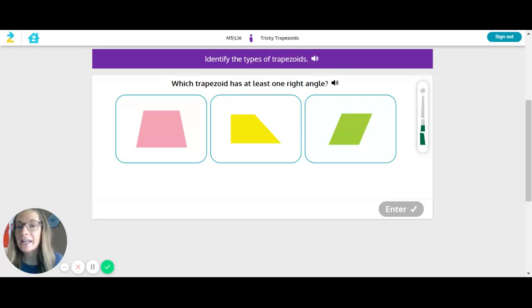Okay, which trapezoid has at least one right angle? Okay, if I'm looking here, again, I don't see any angle that is exactly 90 degrees or a corner. Right here, ooh, look at this one. That's an exact right angle. And over here, none of them have that either. So I'm going to choose the middle one.